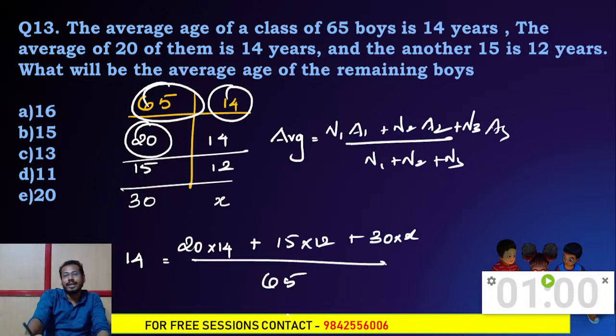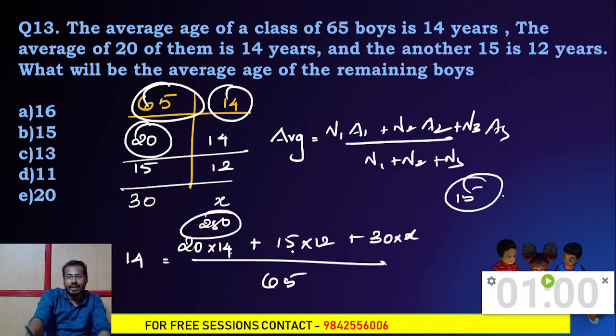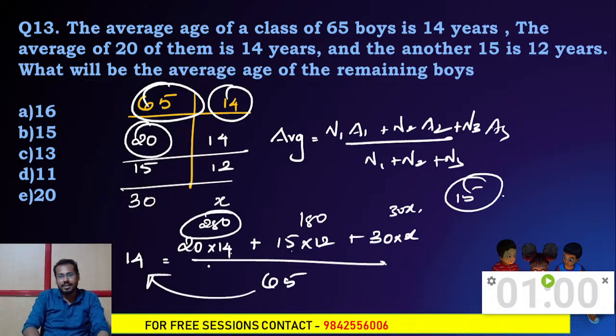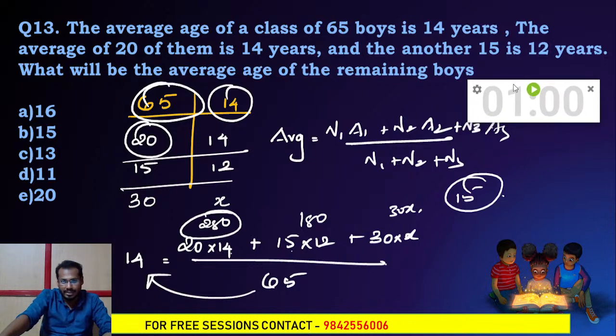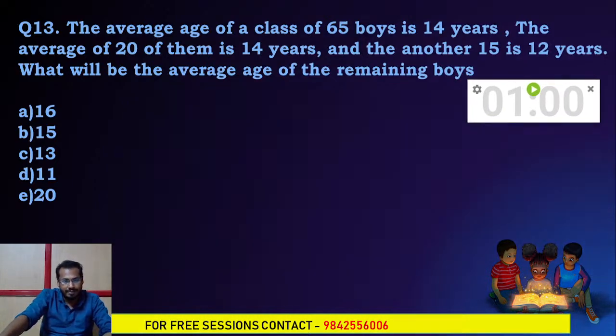Solve it and you will get the answer. So the answer is 15. Solving faster: 14 into 20 is 280. Correct? So 15 into 12, what is 15 into 12? 120 plus 60, 180. Correct? So here it is 30x. Take the 65 across, then add the remaining numbers and find the x value. Clear? So this is the easiest way. You need to do it fast. Okay, let's move to the next question.